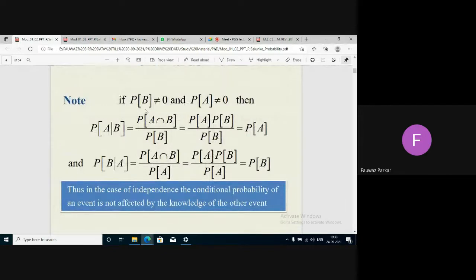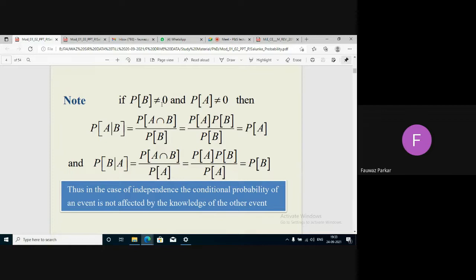So if the probability of B is not equal to 0, that means they are not null sets, so their probability will not be 0. Not being a null set means it has some content. If the event B has some content, then the probability of B will not be 0. Probability cannot be negative, and probability will never be more than 1. Keep this in mind. This is a very important characteristic of probability, that it is never less than 0 and never more than 1.